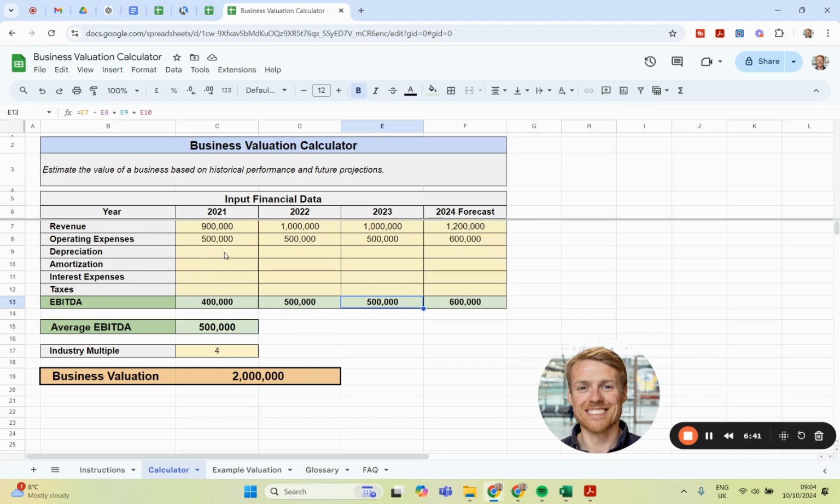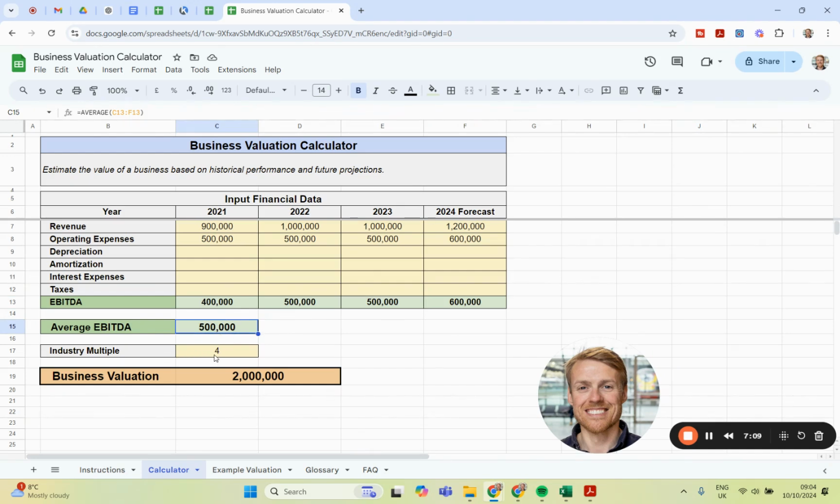Now, I've purposely kept the currencies off this. As you can probably tell, I'm based in the UK, but I have a lot of people who will be watching this and using this tool in different countries. So feel free to add your own currency here, whether it's British pounds or US dollars or whatever that may be. So we've got the average EBITDA. In this case, it's 500,000.